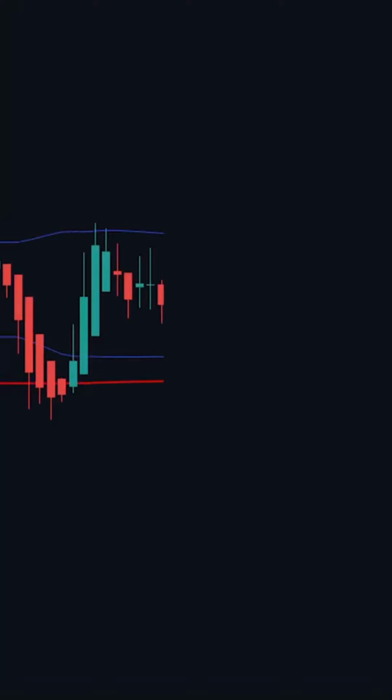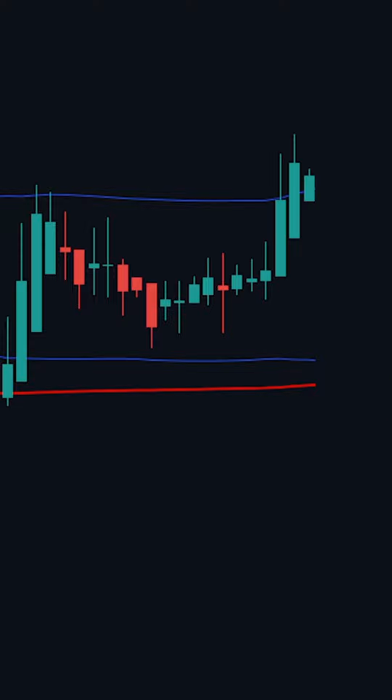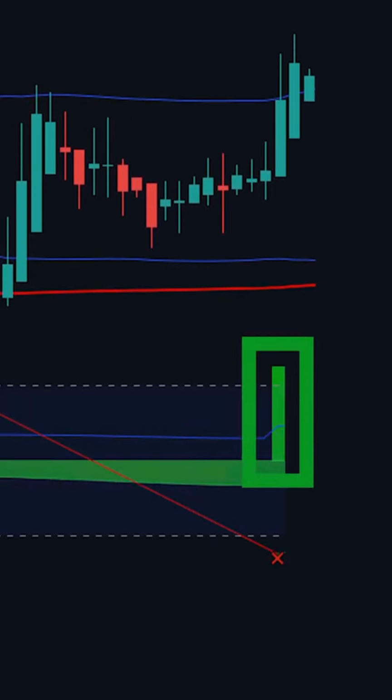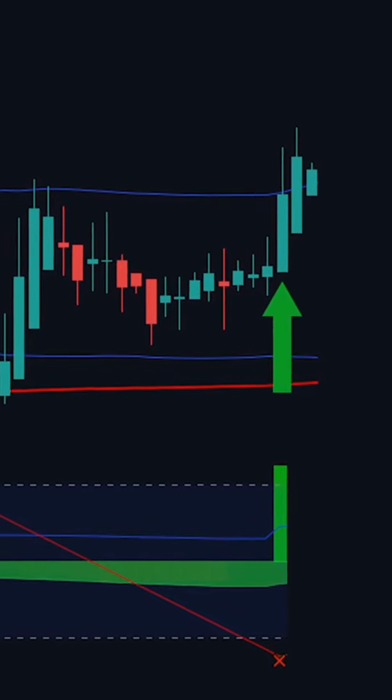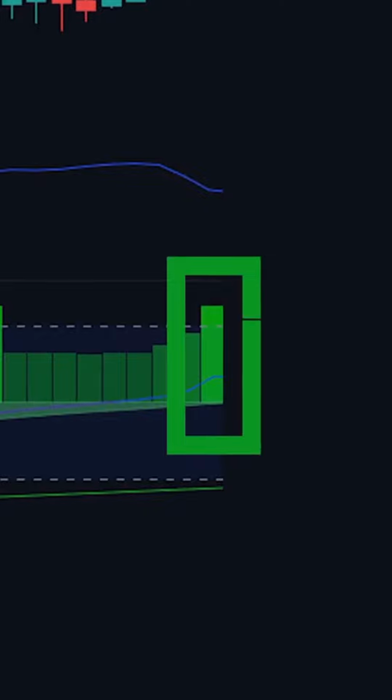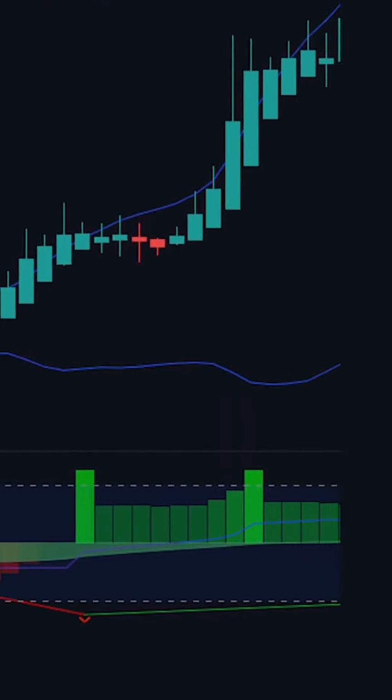The entry is extremely simple. Just wait for the price to be above the trauma and then wait for the Super Trend Oscillator to turn green. Once it does, enter here. You can set your stop loss at the lower Bollinger Band and then exit once the Super Trend Oscillator prints another bright green bar.